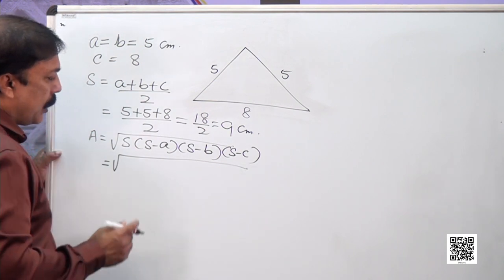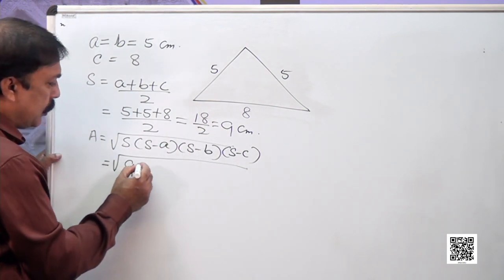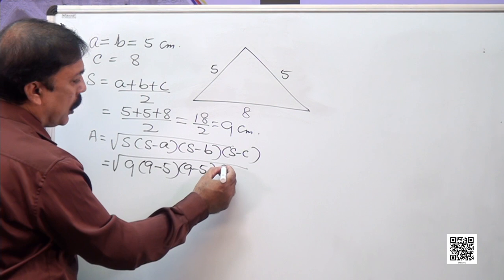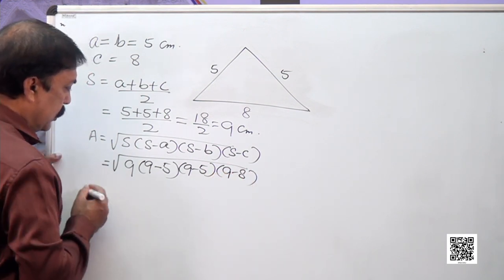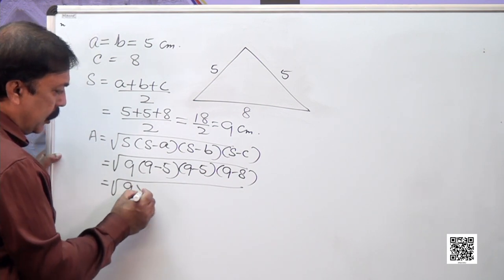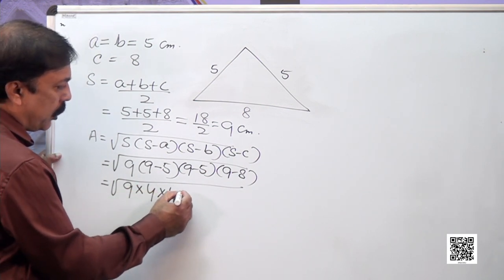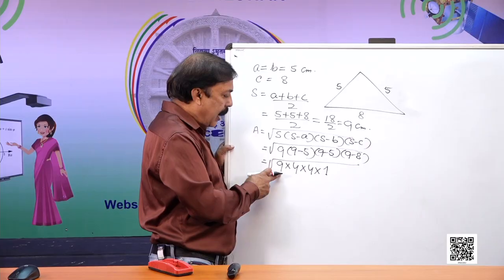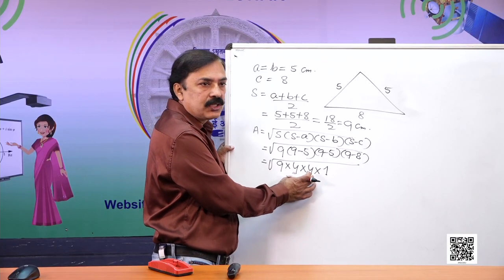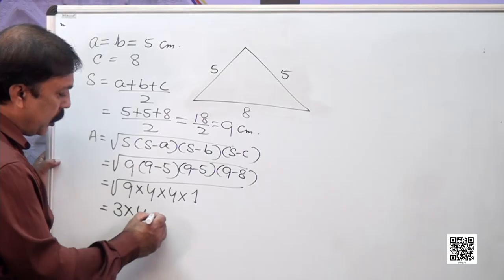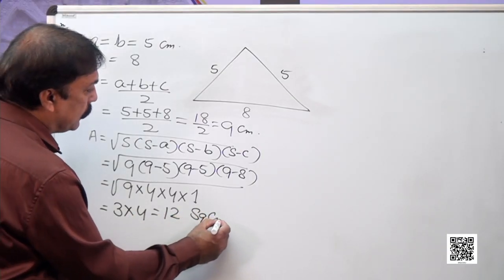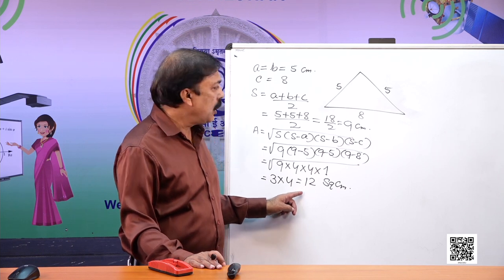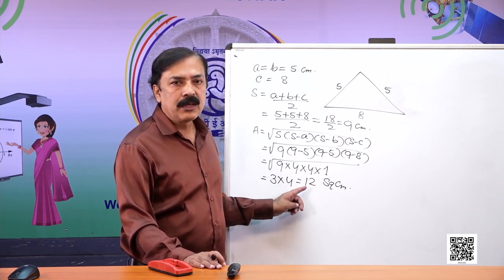That gives S equal to 9. So 9 minus 5, again 9 minus 5 and 9 minus 8. This gives square root of 9 into 4 into 4 into 1, as 9 minus 8 is 1. You see square root of 9 is 3 and square root of 4 into 4 is 4. So we can say 3 into 4, that is 12 square centimeter. As earlier, we had the area as 12 square centimeter. So here also by using Heron's formula, we got the same result.